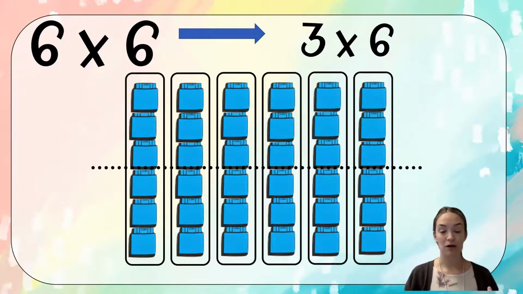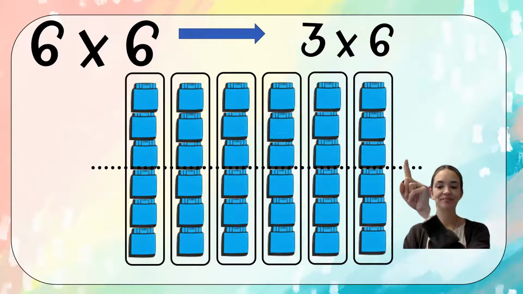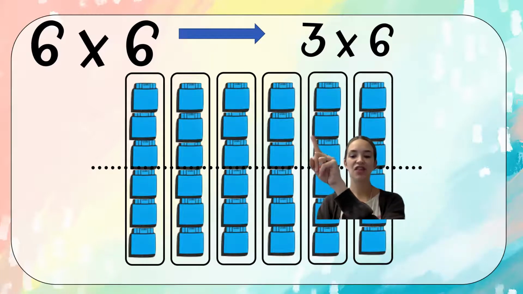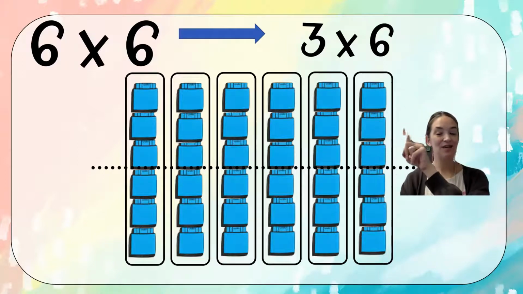So for this particular problem, I might not know what 6 times 6 is, but if I chop my 6, one of the 6's, in half, and think of it in terms of 3 times 6, right here, what I have is I'm just going to think of 6 groups of 3 instead. So what I know is that if I have 3 groups of 6, my answer is 18.